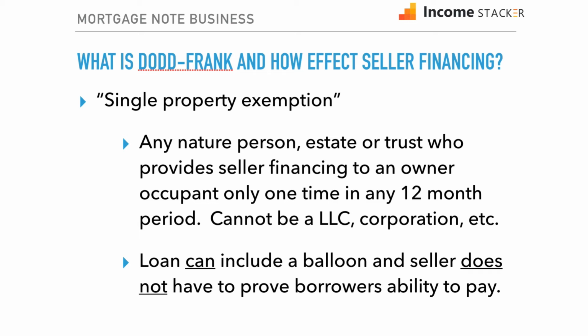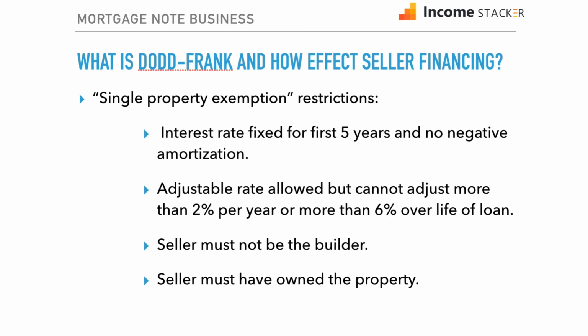So, as you'll see in a second, there's a couple rules, one of which, in the Dodd-Frank rules, is that you cannot have a balloon, and you have to show the homeowner's ability to pay. However, in this case, you do not have to follow those two rules because it's an exemption. However, even with the single property exemption, there are restrictions, and here are the restrictions.